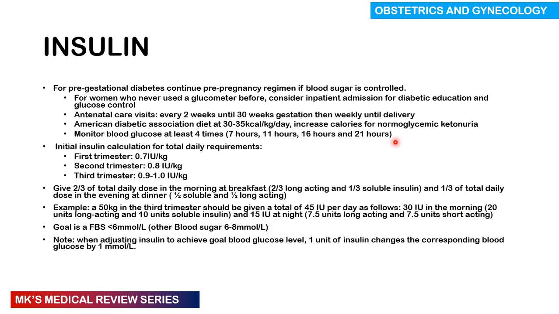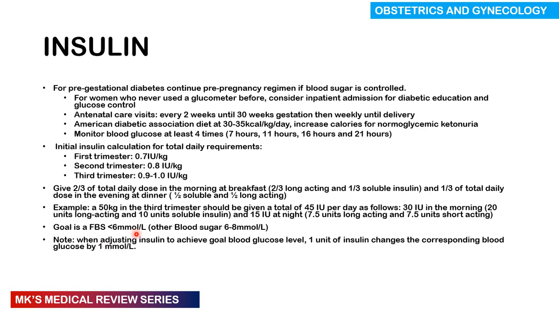Out of this 30 international units, 2/3 of it, which is 20 international units, is given as long-acting. Then 1/3 of it, which is 10 international units, is given as soluble insulin. This should be given when the patient is actually eating. Then at night, the 15 international units can be divided as 7.5 units each. Just like that. So the goal is to get the fasting blood glucose to less than 6 millimoles, and the other blood glucose levels should be between 6 to 8.